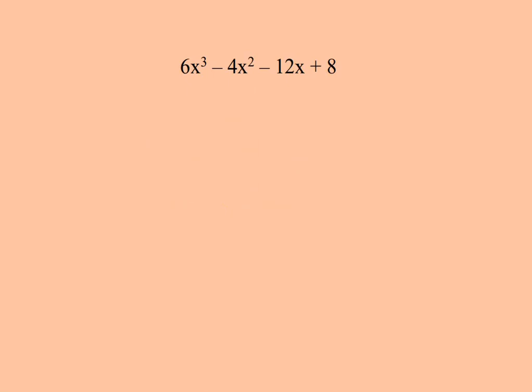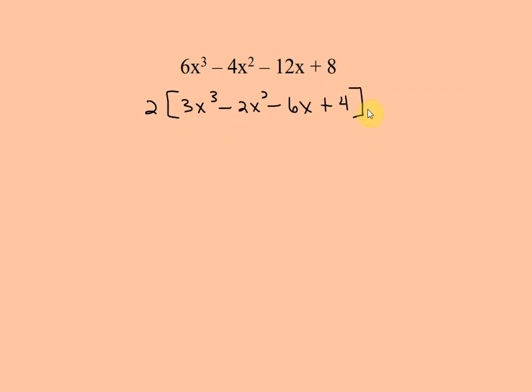All right, one more example. Again, we're going to look to see if there's a greatest common factor, and here we have one. All of these terms are even, which means they're all divisible by 2. So first I'm going to factor out a 2. And I'm going to use brackets so that later when we start putting up parentheses, we can differentiate the 2. So if I divide every term by 2, I'm left with 3x cubed minus 2x squared minus 6x plus 4.